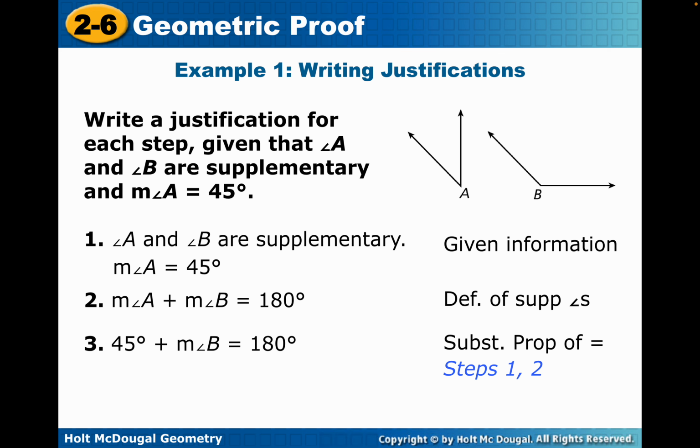Okay, perfect. What do we think our next step is going to be? Yeah, we just need to subtract the 45 from 180 to get our measure of angle B. Okay, so you should get the measure of angle B equals 135 degrees. Okay, and that's going to be subtraction property.